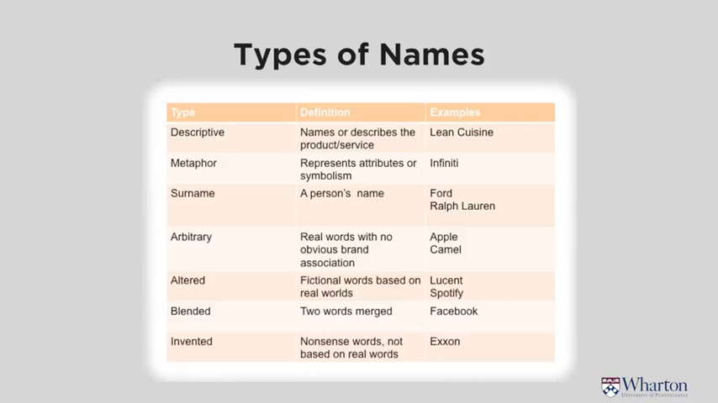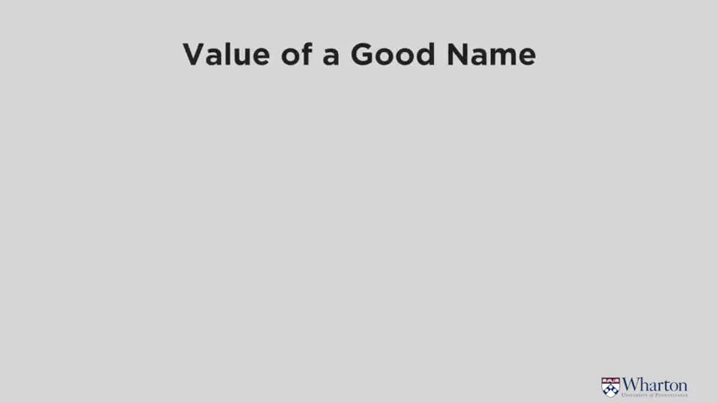Then there can be brand names that are altered. They kind of sound like they're a real word, but actually they're not. Like Lucent or Spotify. You kind of have a sense what those brands mean, and you think you know what those words are, but they're not real. Or you can have a new word that's created by blending together two other words. Facebook is a great example of that. That's not a real word, but you know what it is, a book of faces. And then, of course, there can be invented words that are not at all real, and you have no idea what it means, and you can't even guess, like something like Exxon.